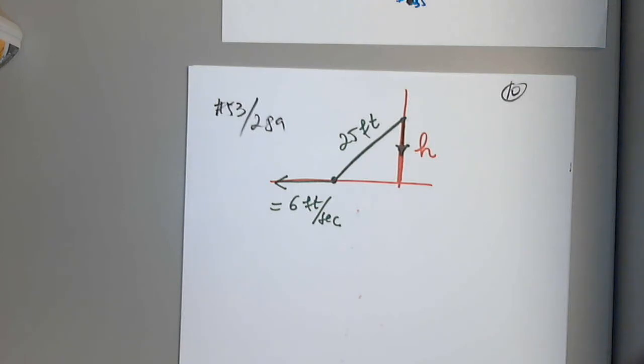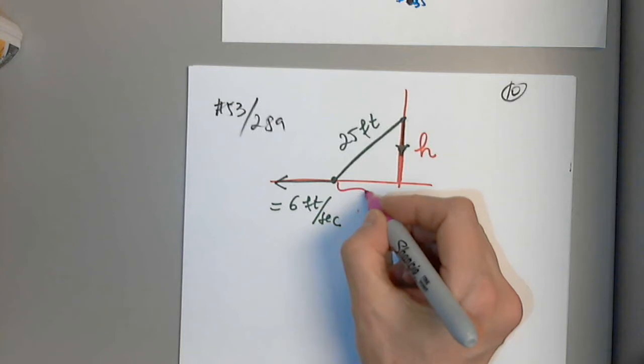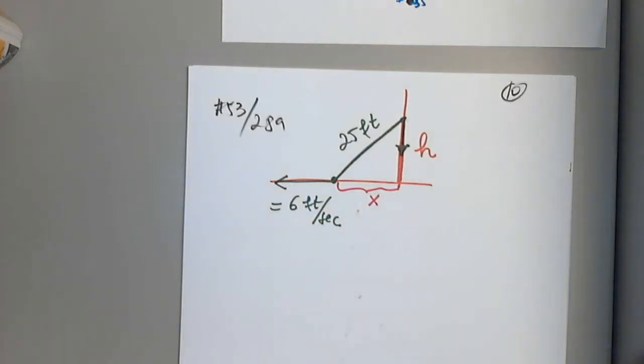What are we asked to determine? So if this is H, I'm going to call this X. And we're going to read the problem one more time because we need to identify everything here. Number one, the ladder is 25 feet long. No one can change that. That's fixed. Leans against a vertical wall. Fine. If the bottom moves away from the wall at the rate of 6 feet per second, what is this?